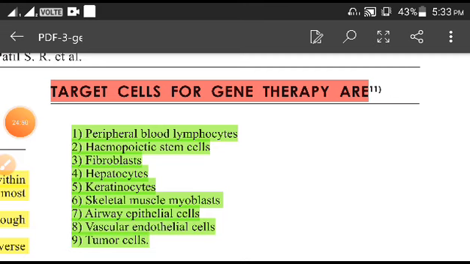So usually the target cells for gene therapy are given below, like peripheral blood lymphocytes. So the diseases related to these cells can be treated by applying gene therapy on them. Peripheral blood lymphocytes, hematopoietic stem cells, fibroblasts, hepatocytes, keratinocytes, skeletal muscle myoblasts, airway epithelial cells, vascular endothelial cells, tumor cells.